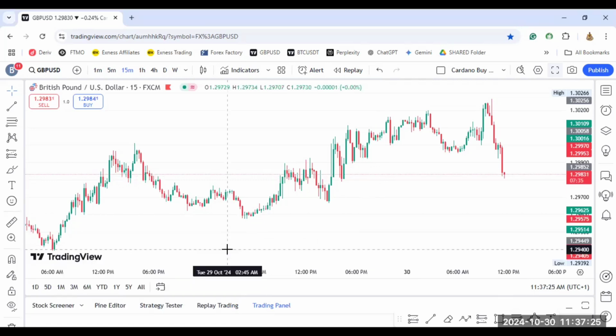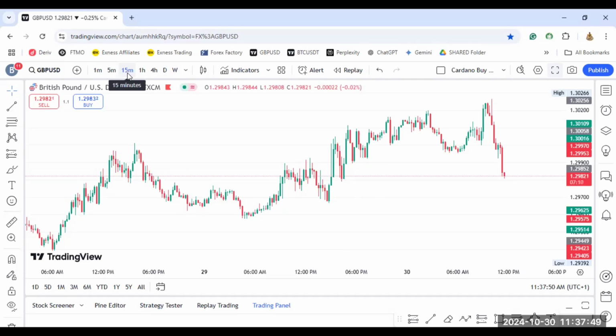So first of all, I need to tell you the time frame that works best for identifying candlestick patterns, and that is the 15 minutes time frame. As you can see, I am using 15 minutes time frame. You have enough time for 15-minute candles to form a pattern.